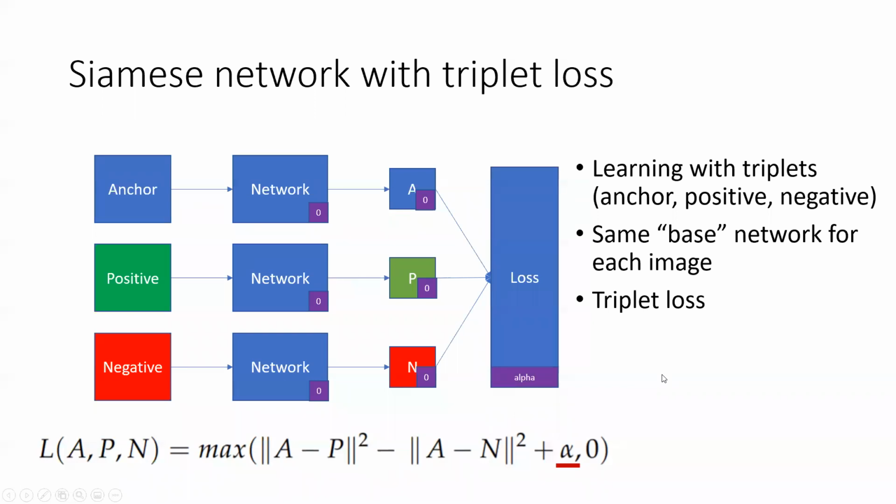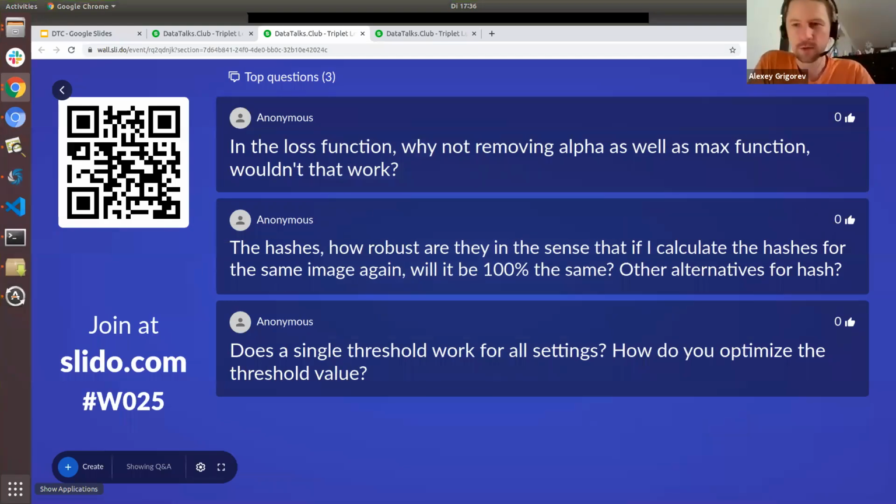So let me try to rephrase it. Without alpha, we just cut it at the point where the distance between anchor and positive is the same as the distance between anchor and negative. But when we add alpha, we can check the situation where the distance between anchor and negative is much bigger than the distance between anchor and positive. I hope I answered it. Sorry if it wasn't really understandable. If it's not clear for somebody, we can have a discussion about that in Slack. Okay, so we answered that.